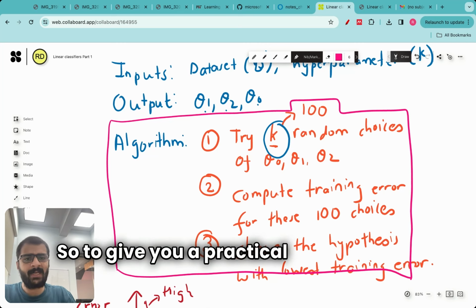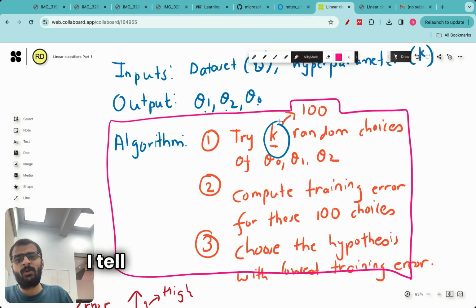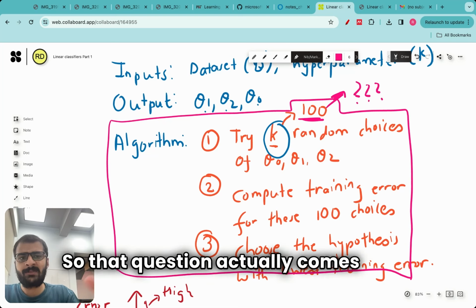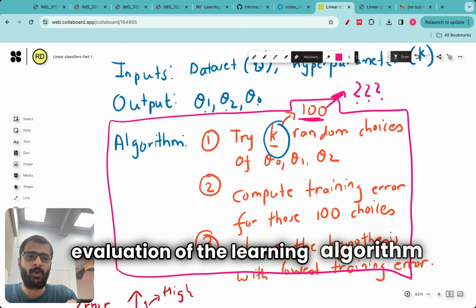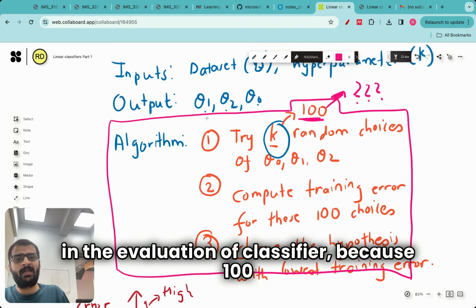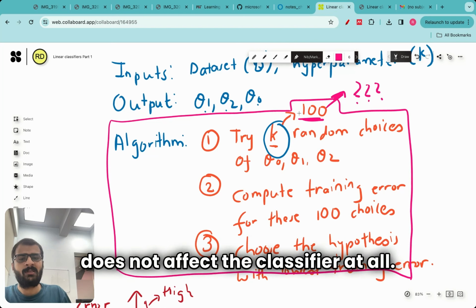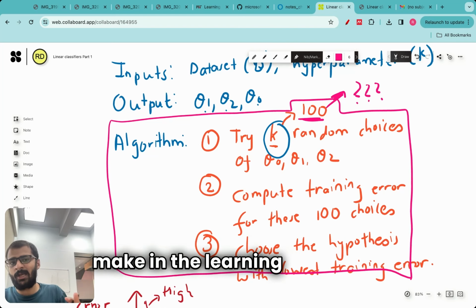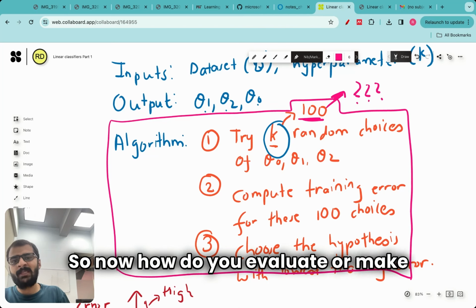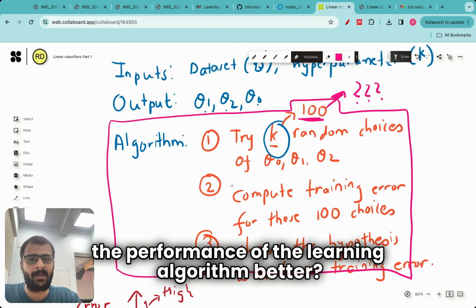So to give you a practical example, let's say I tell you to try 100 choices, right? Your question would be, why is 100 correct? That question actually comes in the evaluation of the learning algorithm itself, not in the evaluation of the classifier, because 100 does not affect the classifier at all. This is a choice which you make in the learning algorithm. So now, how do you evaluate or make the performance of the learning algorithm better?